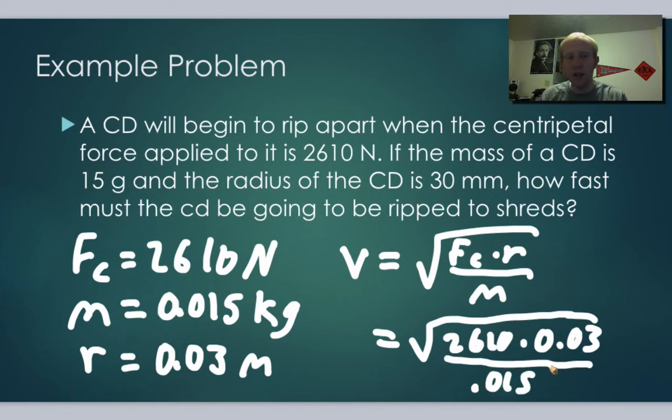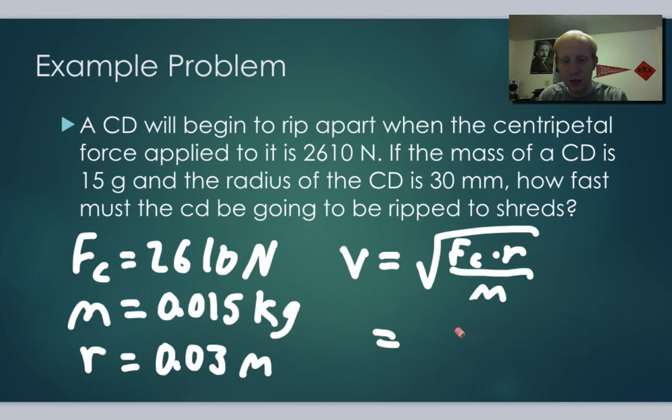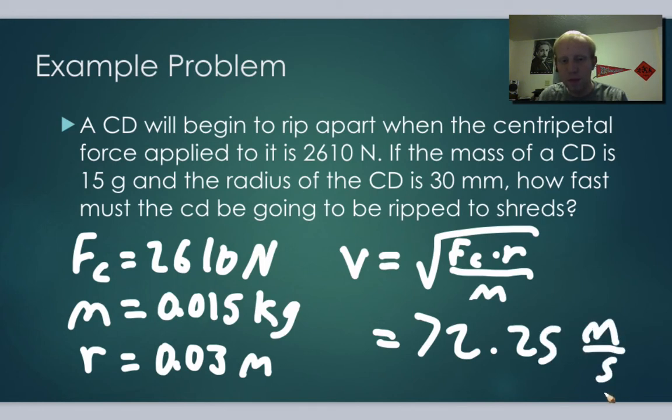And you should get that this thing's spinning pretty fast. All that stuff is going to simplify down to 72.25 meters per second. So that thing's zooming. It's going faster than your car goes down the highway, especially for something that small. But a great example of how we can solve for velocity. In class, we actually watched a video of a CD ripping apart, which is pretty fun.